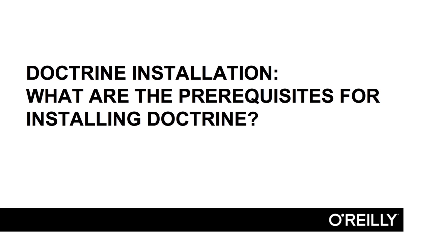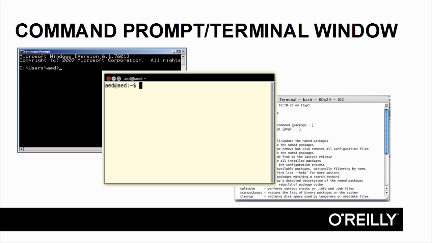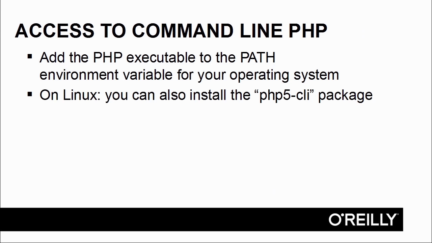In this video, as part of the Doctrine installation chapter, we'll discuss what the prerequisites are for installing Doctrine. First of all, you'll need access to the command prompt or terminal window. On the Macintosh, this is referred to as the Terminal application. Within the terminal window, you'll need access to PHP from the command line. This is generally accomplished as part of the installation of your WAMP, MAMP, or LAMP environment.